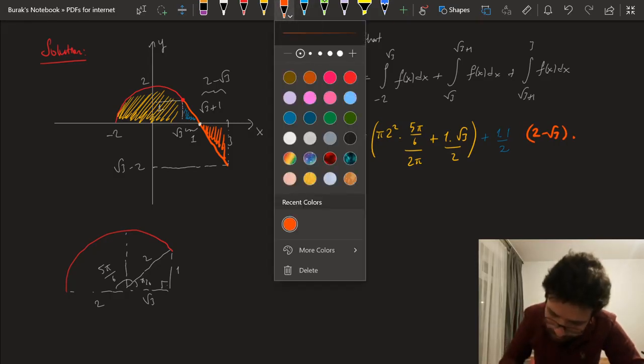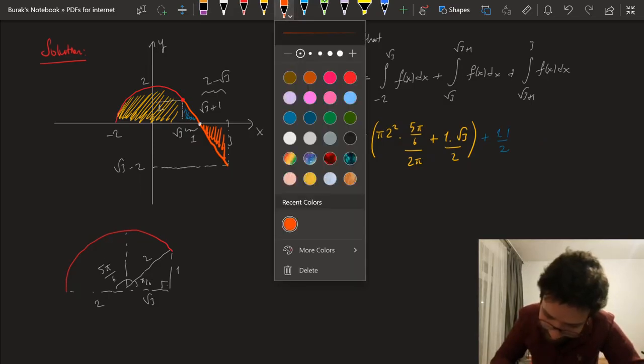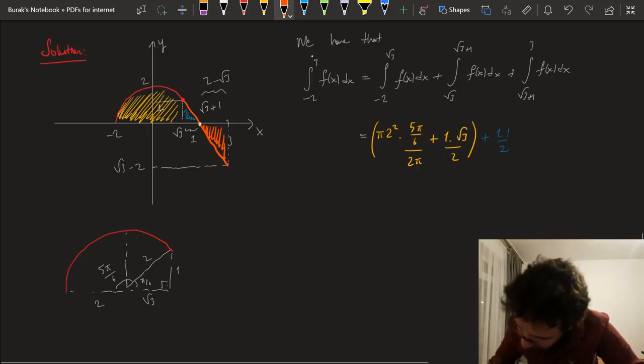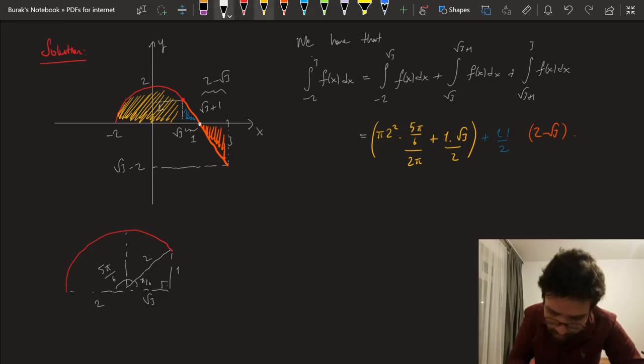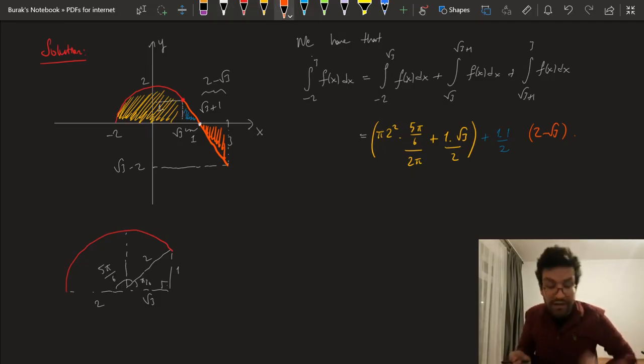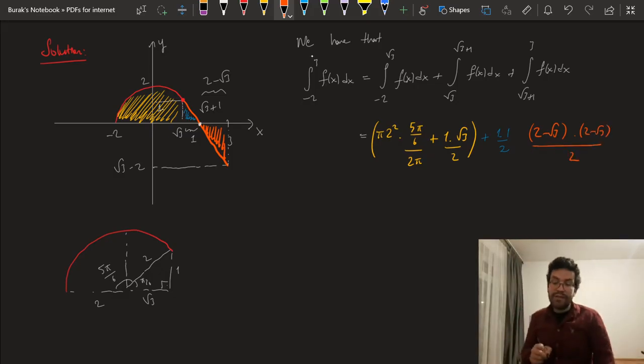So the area of this region is 2 minus root 3 times, this is very thick, so let's make it thinner. I'm going to use this one. Okay, 2 minus root 3 times the height, which is 2 minus root 3 as well. So 2 minus root 3, and I divide this by 2. So this is the area of this region.